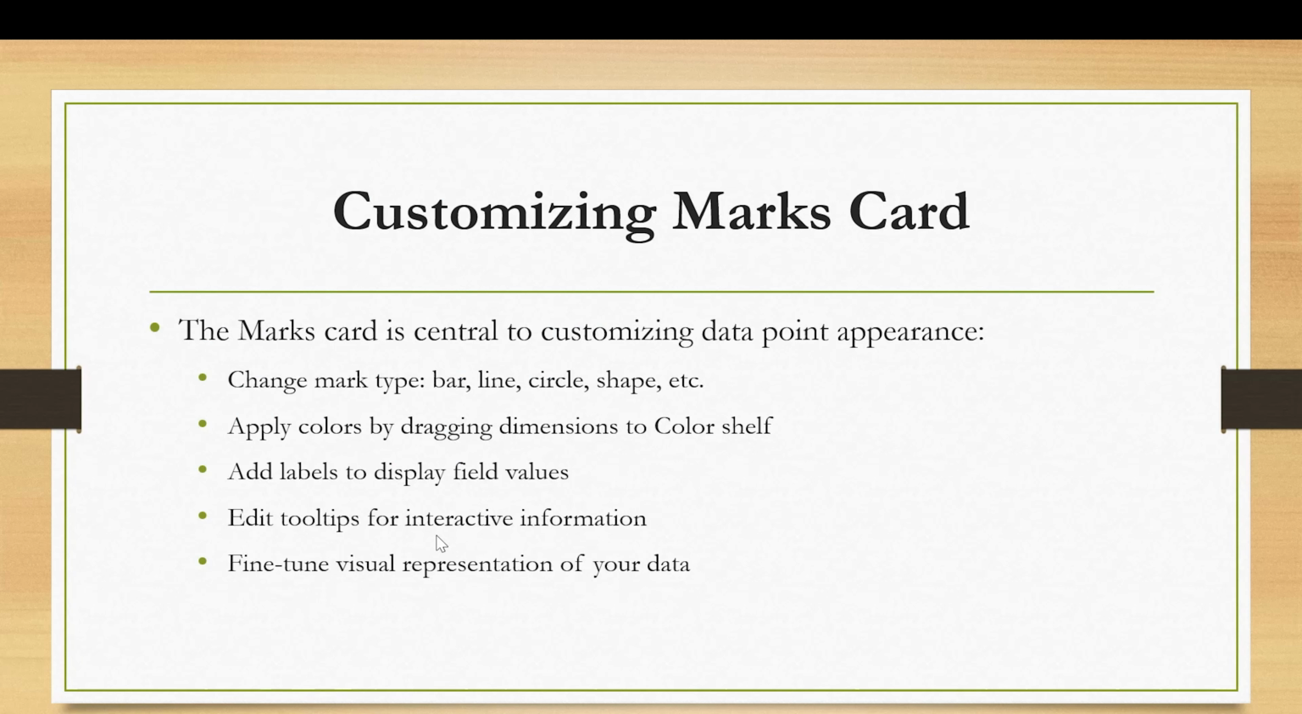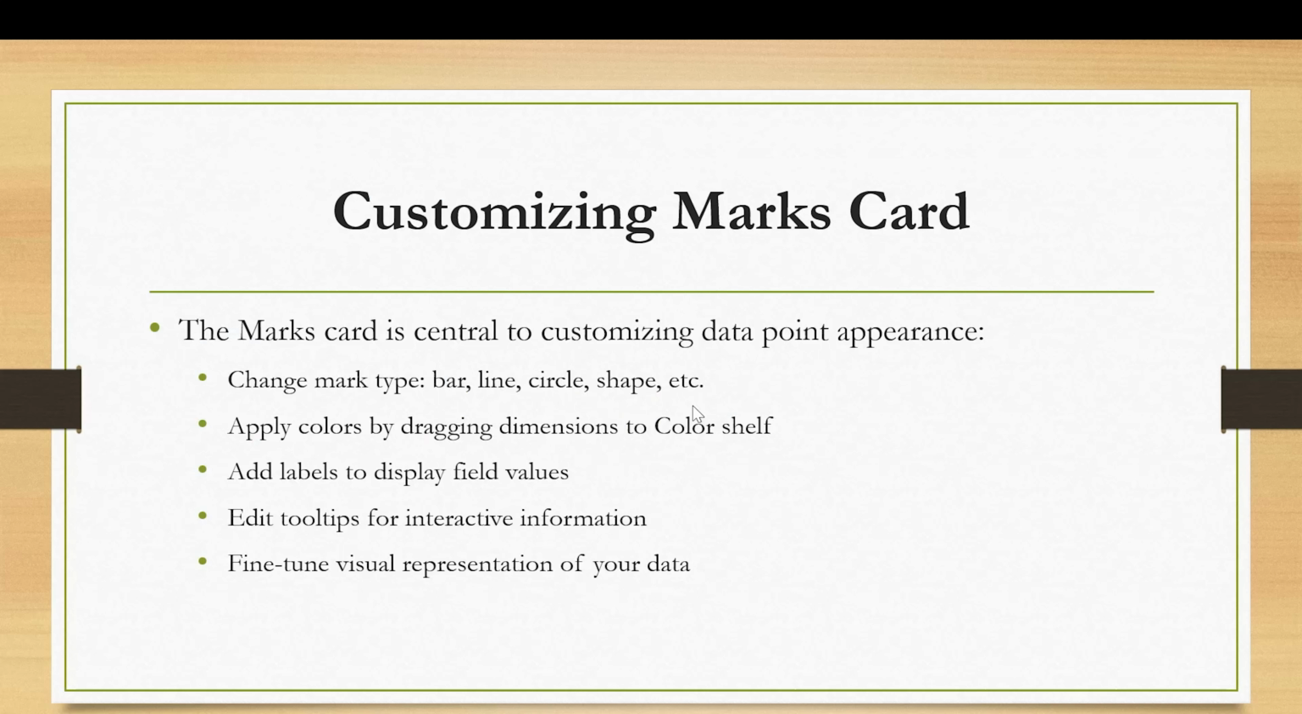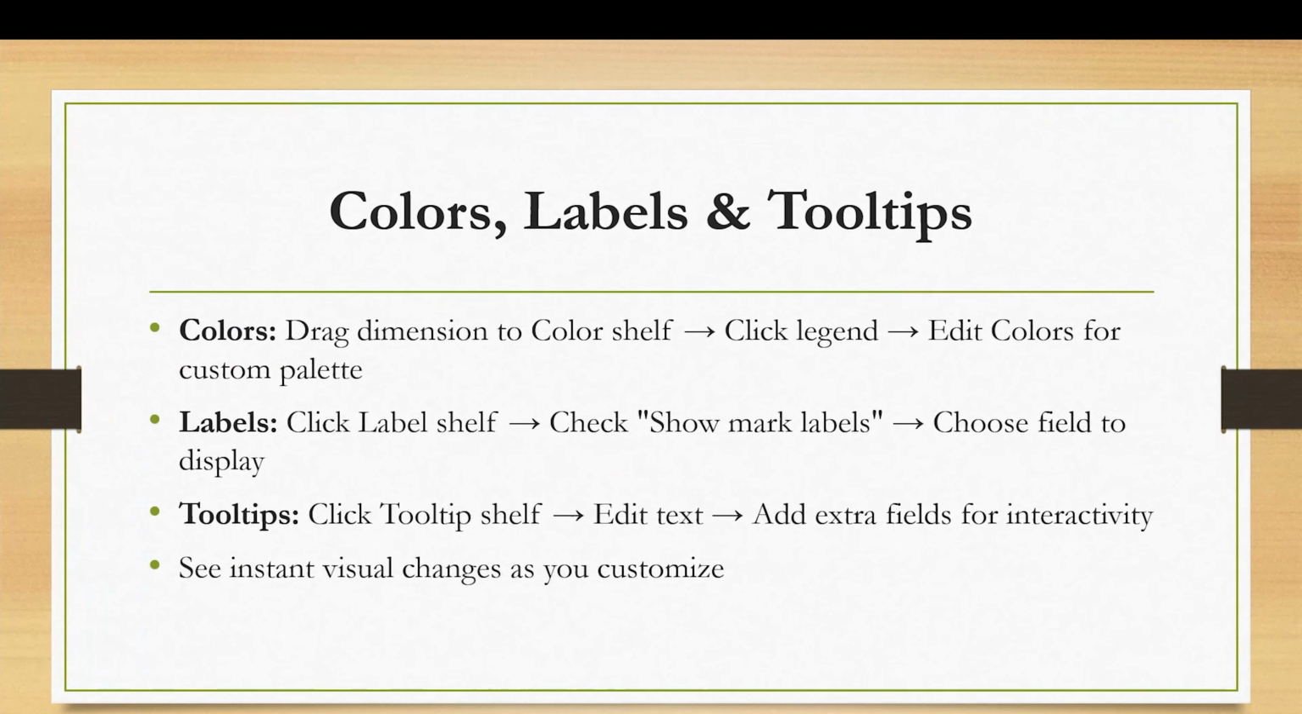Then we have the tooltip, which is very helpful. This is a tooltip. So now I will drag the discount into the tooltip, and you can see whenever I hover over a bar, I am getting the discount of that particular category. In this way we can use all the marks to make the visualization more attractive or interactive. These are the things we already saw.